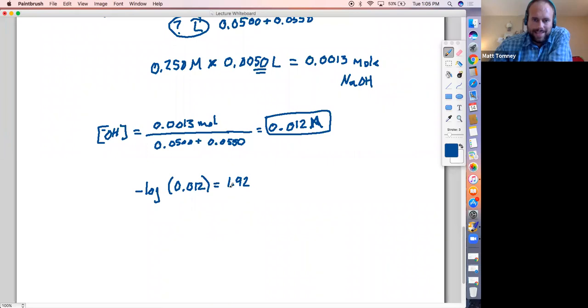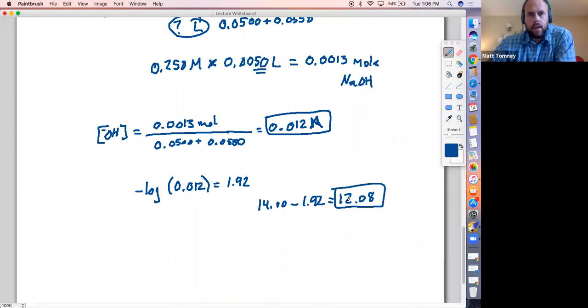Okay, so this is the pOH. I go 14 minus pOH. That will give me the pH, and I find that the pH is 12.08. Does that make sense?